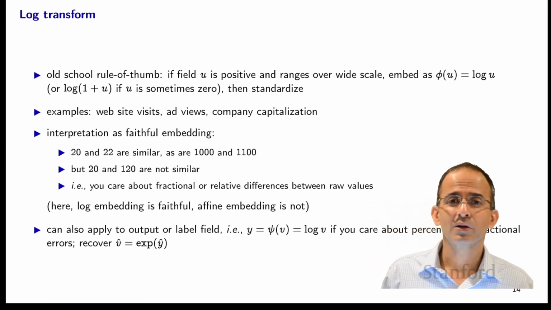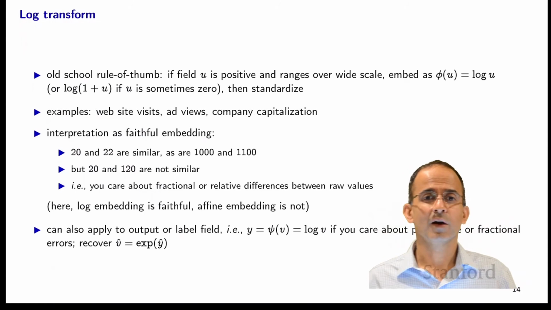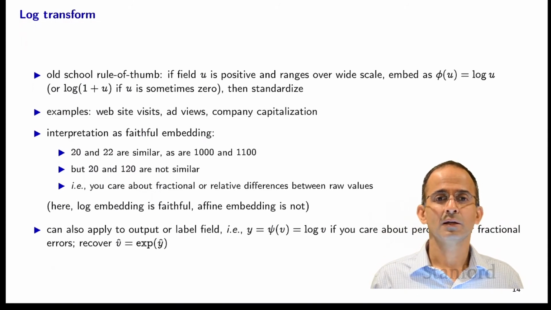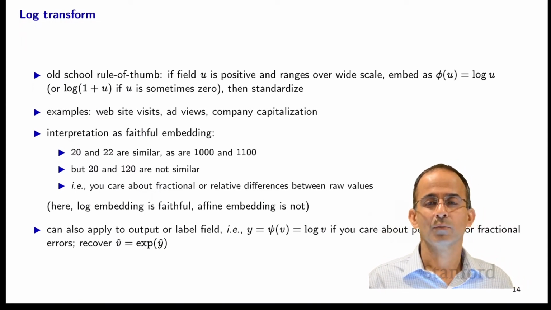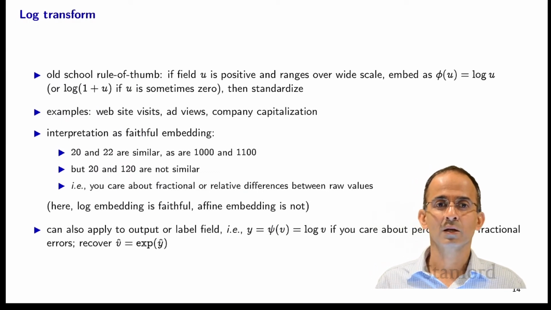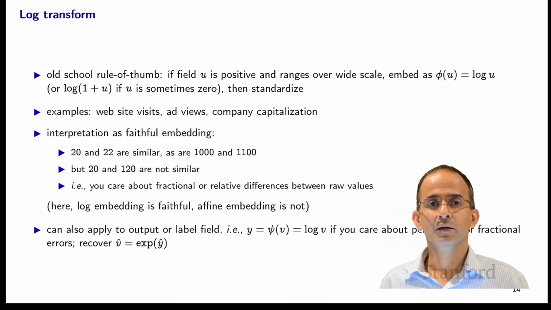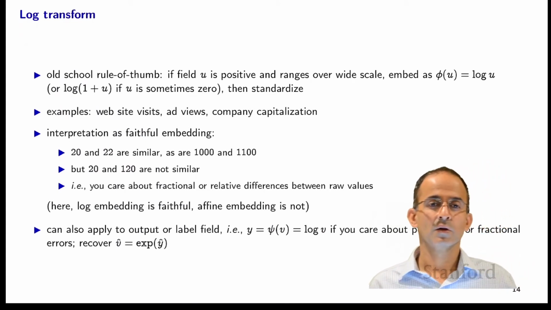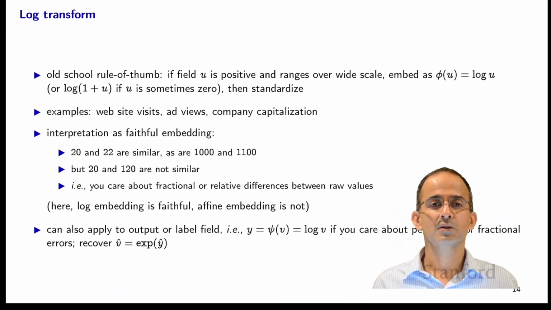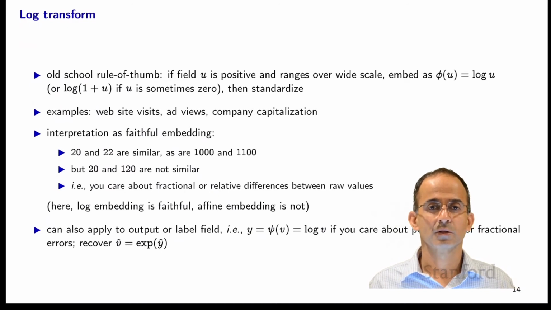But actually, if we look at it on the log scale, we'll find that 20 and 22, and 1,000 and 1,100, are both equally different or equally similar, and 20 and 120 are much further apart. Because we're taking logs, what we end up measuring is the relative difference between the values rather than the absolute difference between the values. Another way to say it is that 22 is only 10% more than 20. 1,100 is only 10% more than 1,000.